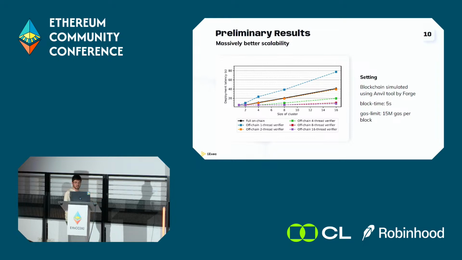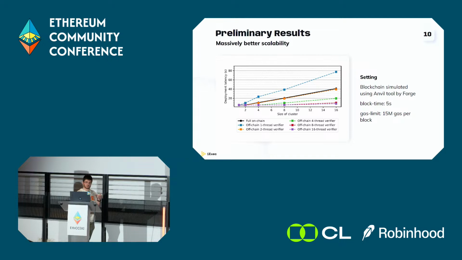The main takeaway of this result is that the full on-chain attestation is as costly as if we have an off-chain verifier that has only 2 threads, which means that if you have a machine that has more than 2 virtual CPUs, it is more lightweight to perform the delegated off-chain attestation because you are going to have better performance.